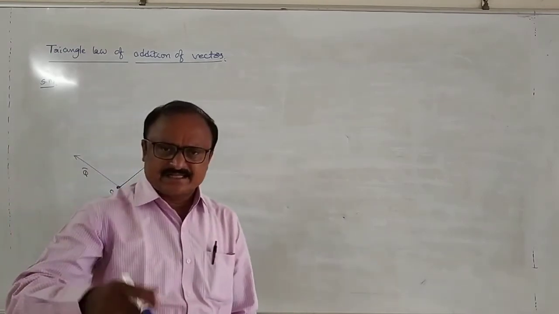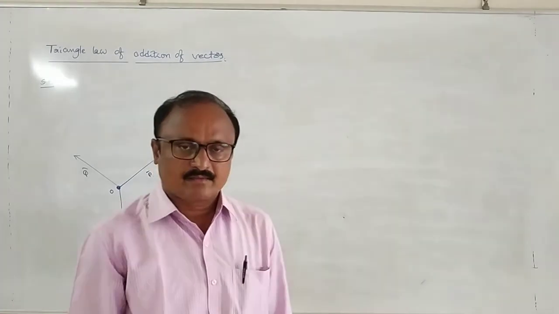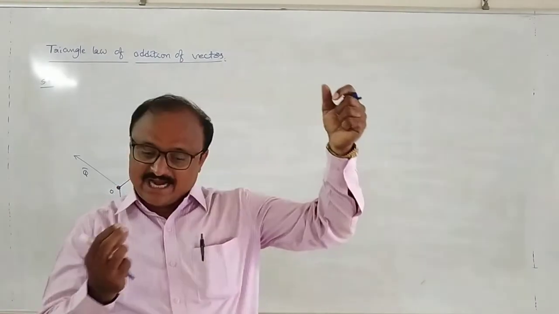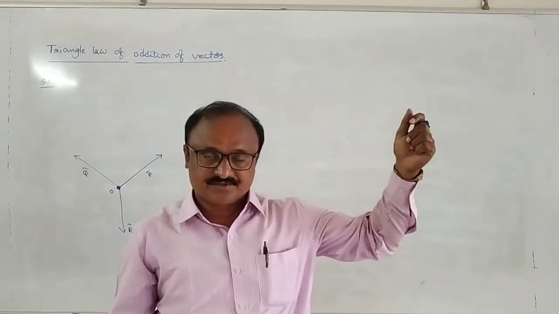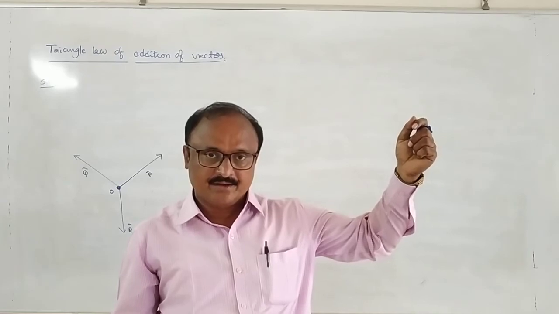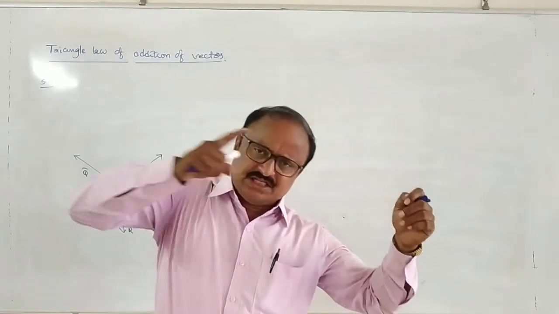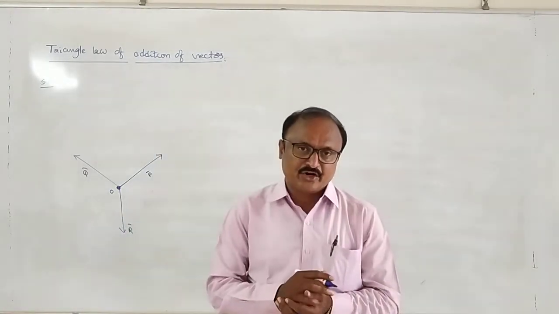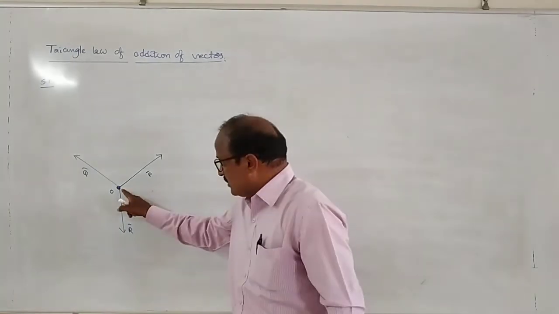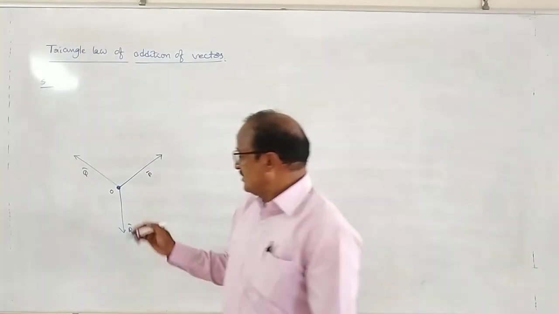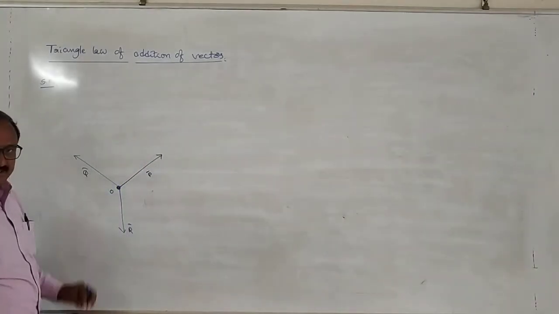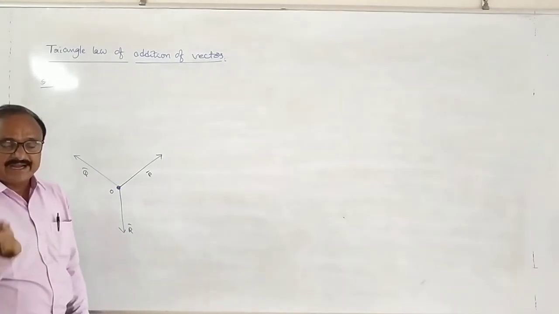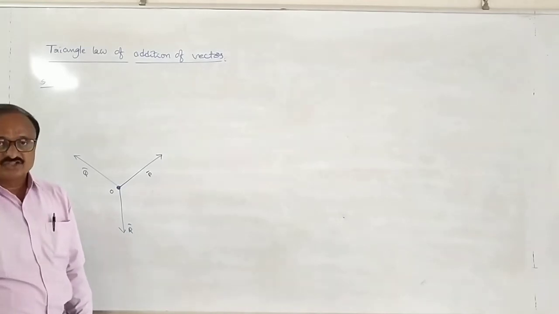Namely, these three are taken as forces. Suppose one is acting like this and the remaining force is acting like that. By the application of all these forces, the point is in equilibrium. If the point O is in equilibrium, then only all these vectors are represented by the adjacent sides of a triangle taken in order. That is the statement for the triangle law of vectors.